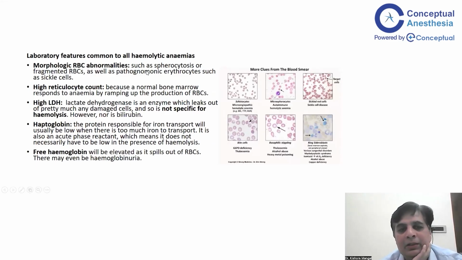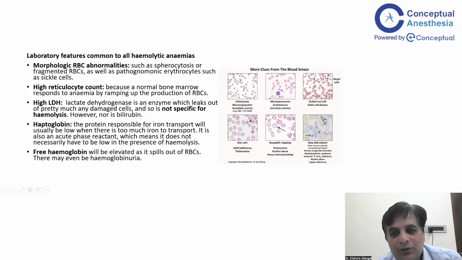Then these are some laboratory features. These are the clues from the blood smear. These are very important. In exams, it is very commonly asked. So you have to remember, especially these six slides and these six problems. Okay, schistocytes, very much classical of microangiopathic hemolytic anemia, because in MAHA your RBCs are getting fragmented. So you will see fragmented RBCs in the PBS, so schistocytes. Classical of MAHA, and it includes TTP, HUS, and DIC.